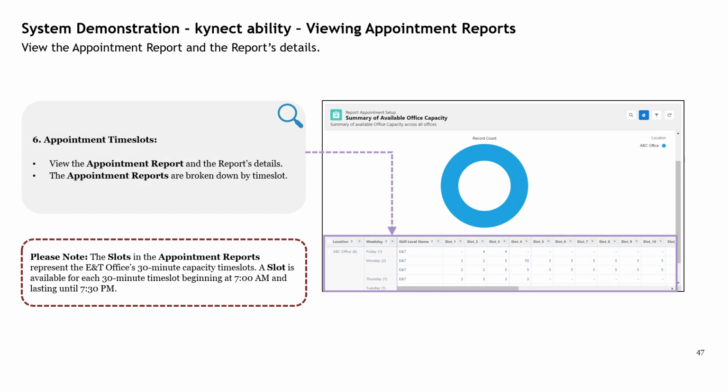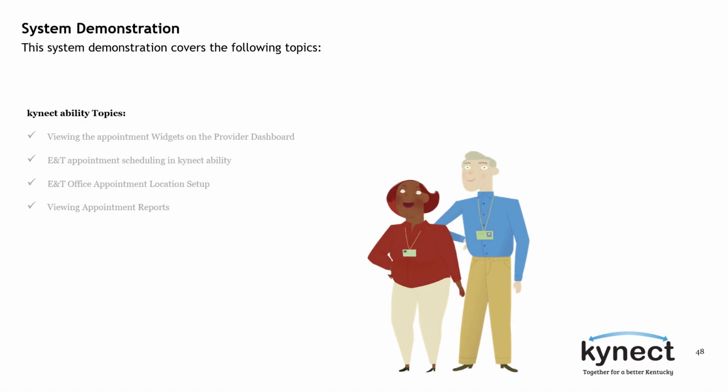View the appointment report and the report's details. The appointment reports are broken down by time slot. Please note the slots in the appointment reports represent the ENT office's 30-minute capacity time slots. A slot is available for each 30-minute time slot, beginning at 7 a.m. and lasting until 6 p.m. This concludes our discussion of connectability topics.